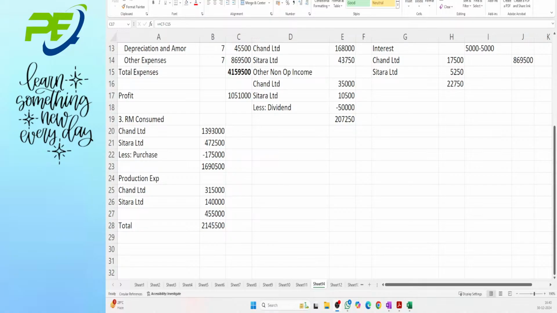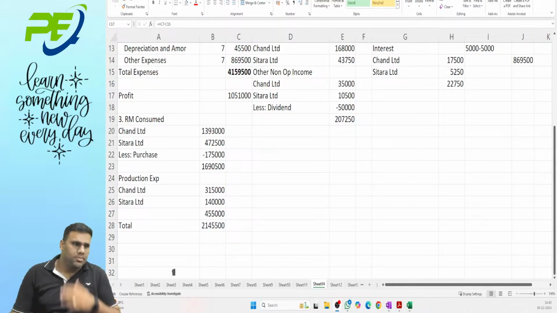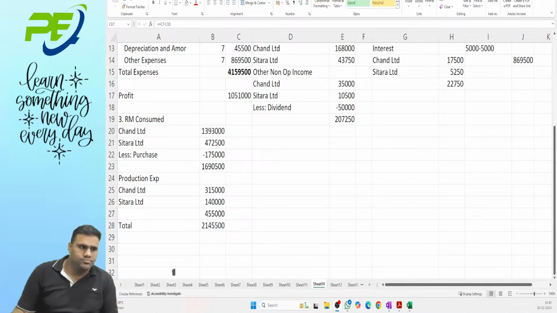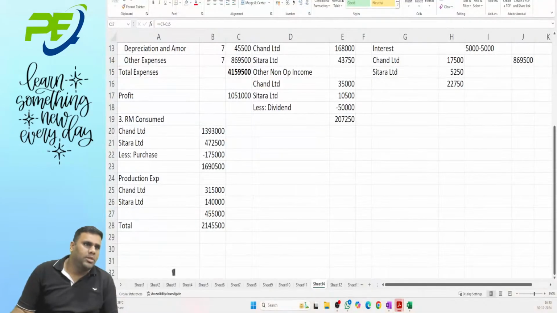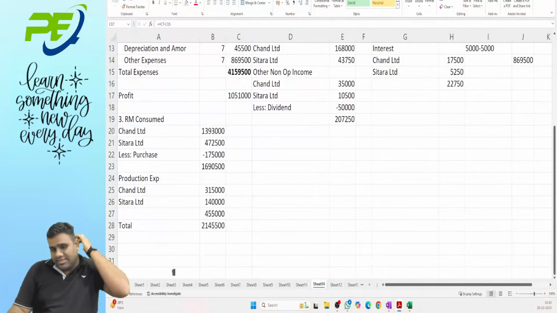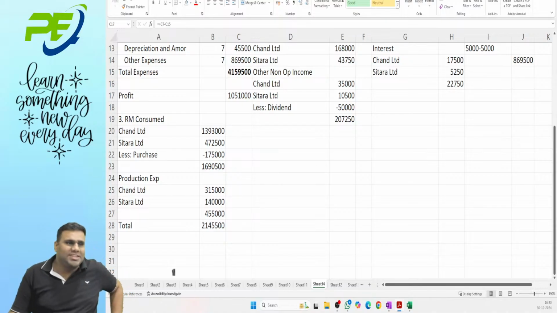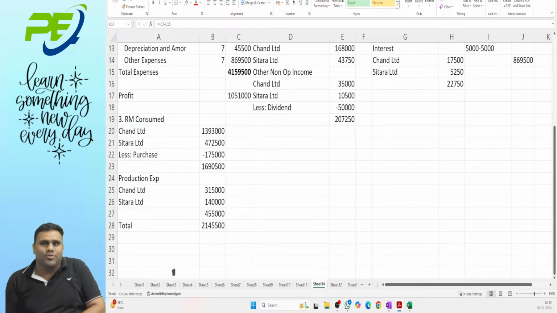Done, everyone. So since this is done, from tomorrow you can start consolidation problems also. And once you start, minimum it will take 45 minutes to 1 hour per problem.